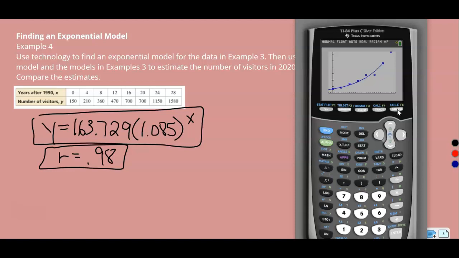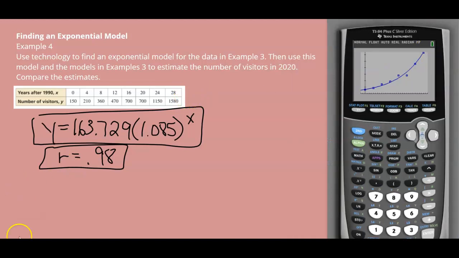So the calculator is very handy if you know how to use it. And you can see that this does represent this data. So this is a good model. And again, 0.98 tells you that it's a good model, but visually seeing that, I kind of like to see that.